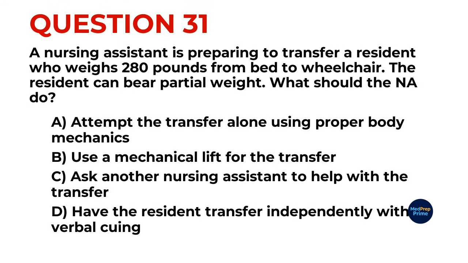A nursing assistant is preparing to transfer a resident who weighs 280 pounds from bed to wheelchair. The resident can bear partial weight. What should the NA do? Option A, attempt the transfer alone using proper body mechanics. Option B, use a mechanical lift for the transfer. Option C, ask another nursing assistant to help with the transfer. Option D, have the resident transfer independently with verbal cueing.